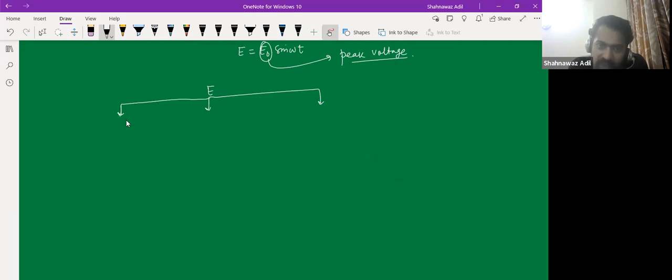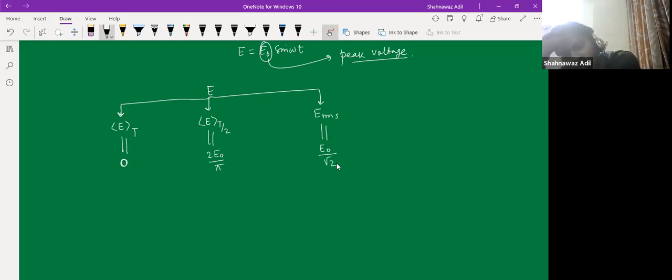So one is the average EMF in full cycle. Then we calculate average EMF in half cycle. Then we calculate E RMS. So I will directly write the result because this part we have already done. So this is 0. This is E naught by pi. And this is E naught by 2. Right.